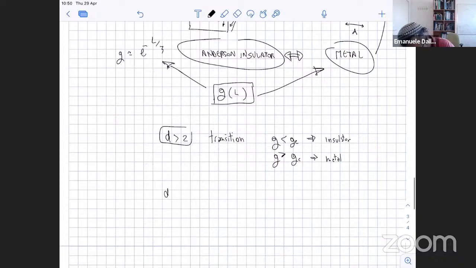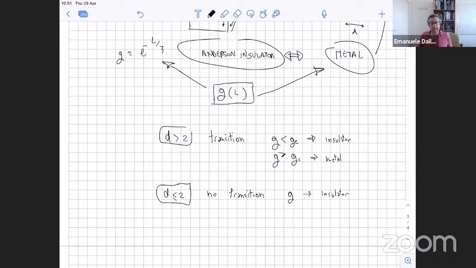In contrast, when the dimension is smaller than 2, there is no transition. The only way to connect the two limits is to assume that when you increase the system size more and more, you always end up in an insulator, irrespective of the starting point. So the critical dimension is 2.